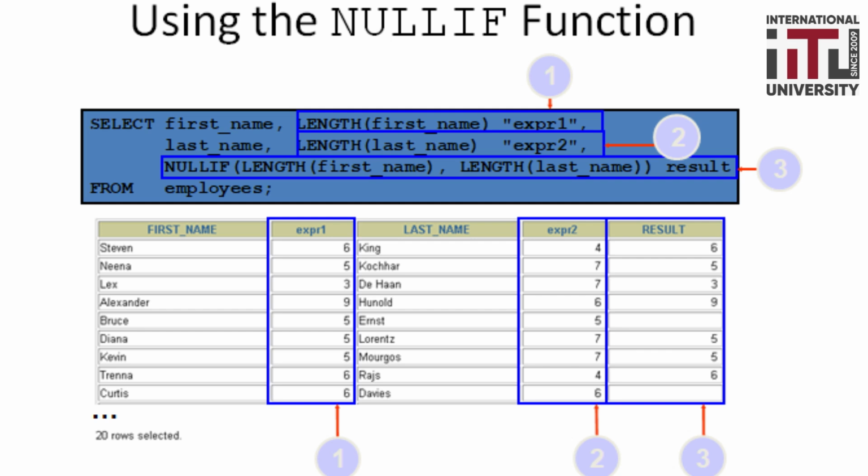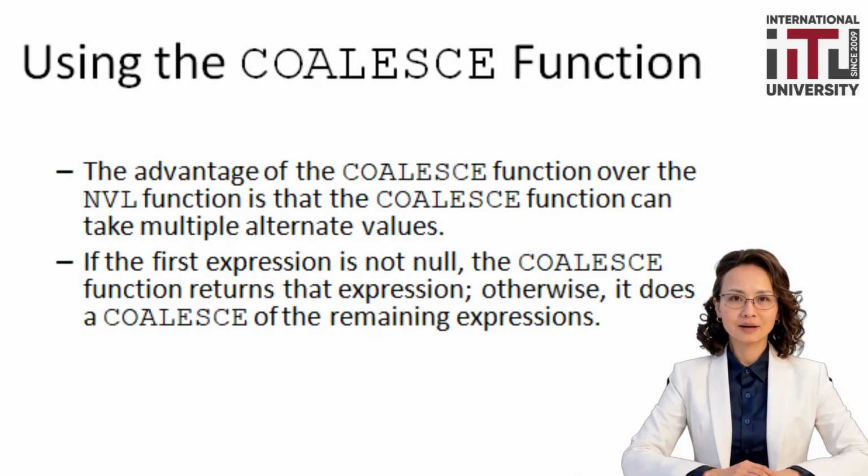This example explains how the COALESCE function works and why it is more flexible than NVL. The syntax is COALESCE(XPR1, XPR2, XPRN). COALESCE returns the first non-null value from the list of expressions. Oracle evaluates the expressions from left to right and stops as soon as it finds a value that is not null. Unlike NVL, which works with only two arguments, COALESCE can handle multiple alternative values.